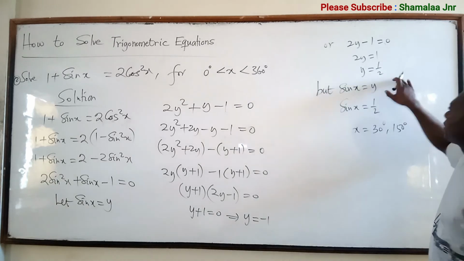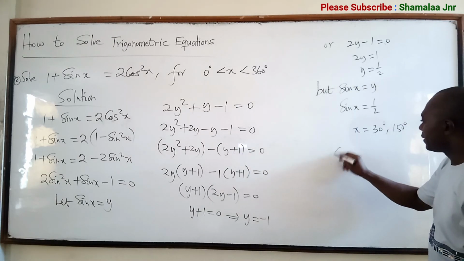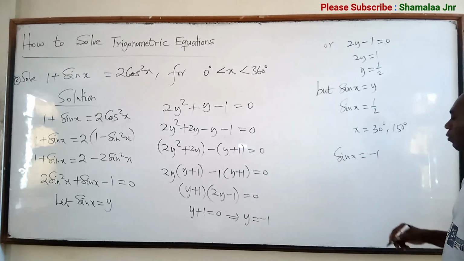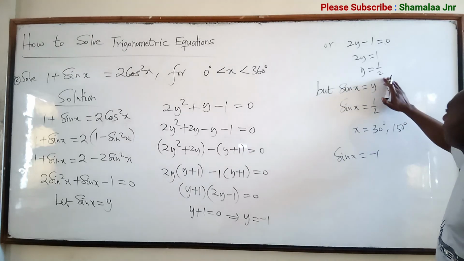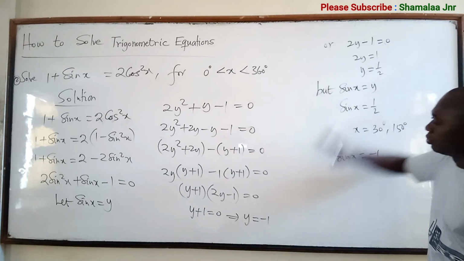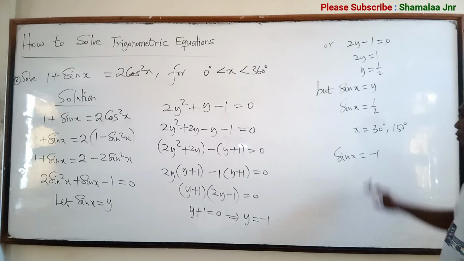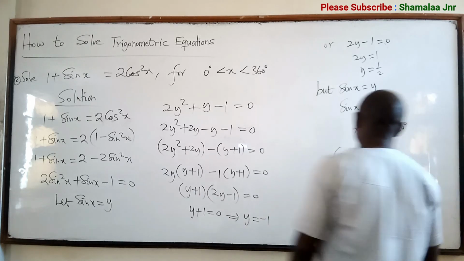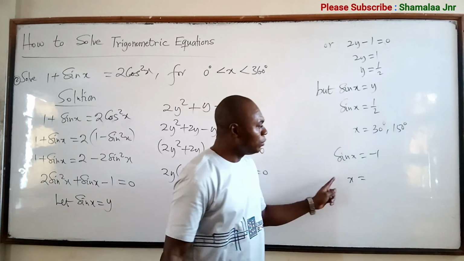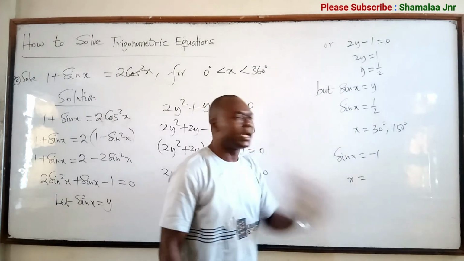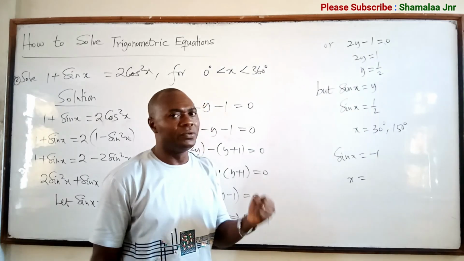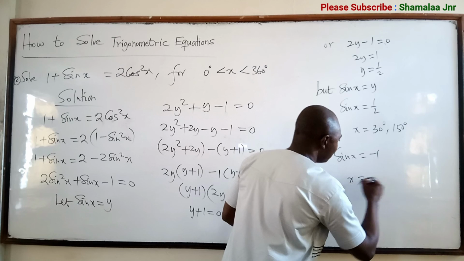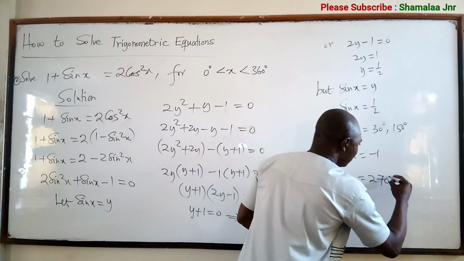Now let's move on to the next one. You're also saying that sine x is equal to negative 1, because I have two values for y: 1/2, and then -1. So the -1 should also give us an answer. So x is equal to, viewers, sine 270 degrees is equal to -1. So this means that x is equal to 270 degrees.